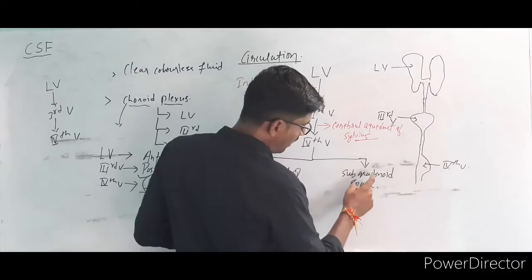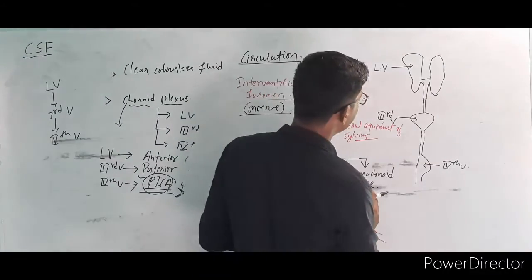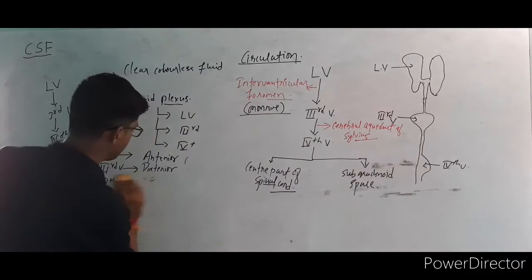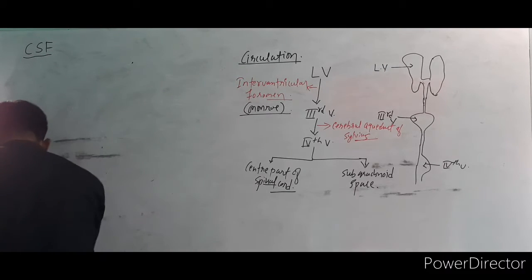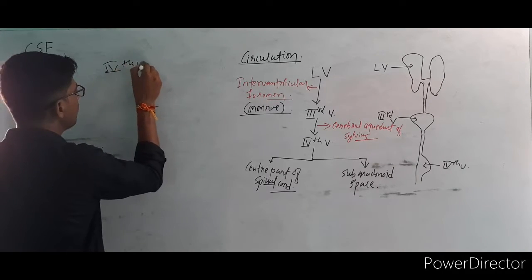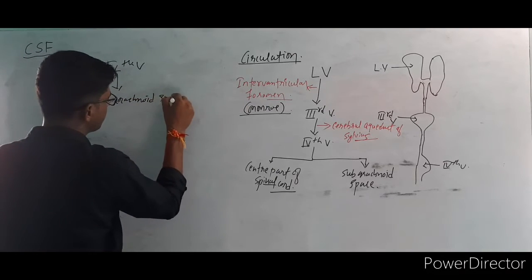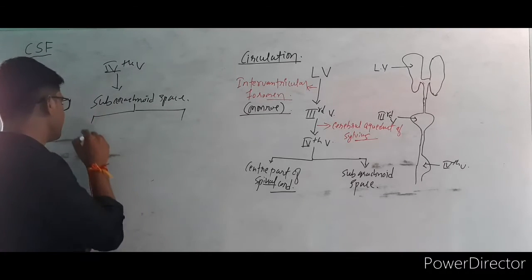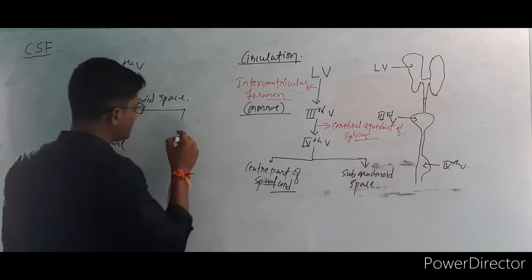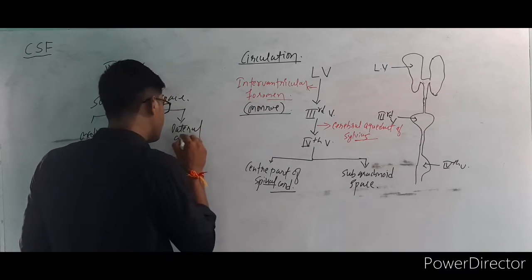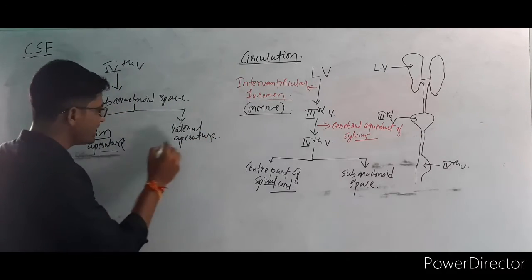How does it come to the subarachnoid space? This thing you have to remember. There are two apertures here. Through these, from the fourth ventricle, it enters into the subarachnoid space. Two types of apertures: one is the median aperture, and second is the lateral aperture. So you have to remember the medial and the lateral apertures.